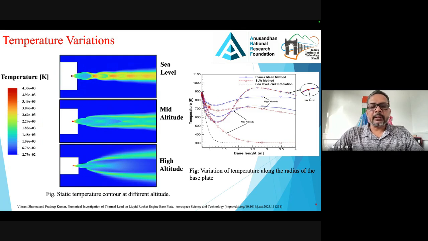However, at mid altitude, the Planck mean method and SLW method give totally different results. At high altitude, the Planck mean method and SLW method give the same trend, however with a constant difference of 200 Kelvin.